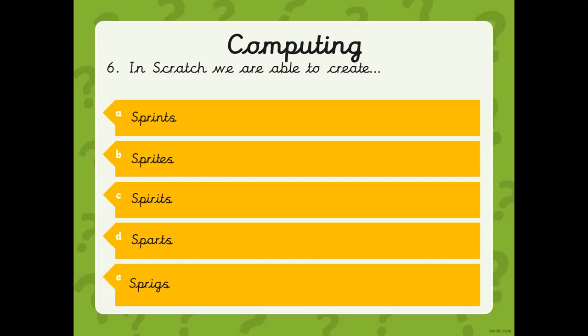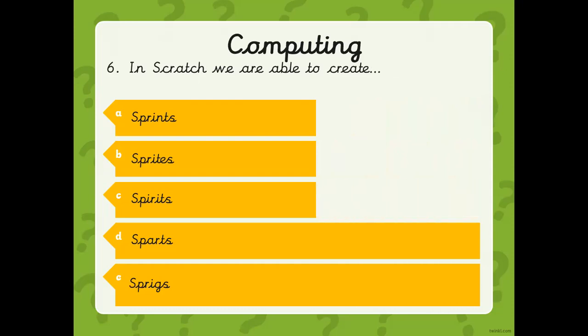Question 6 is your computing question. In Scratch, we are able to create A, sprints, B, sprites, C, spirits, D, sparts, or E, sprigs?